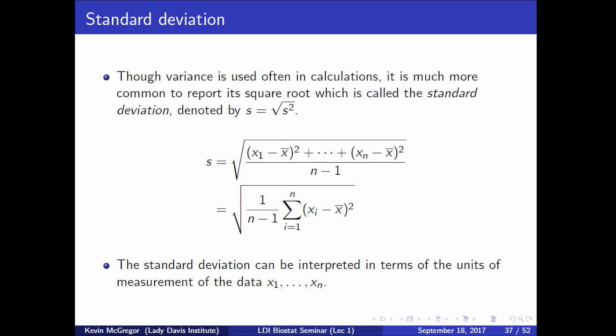So in publications and stuff, we tend to report the standard deviation, and the variance is something that we save for our calculations. And again, same interpretation as the variance. Small value means very concentrated around the mean, and a large value means very spread out.